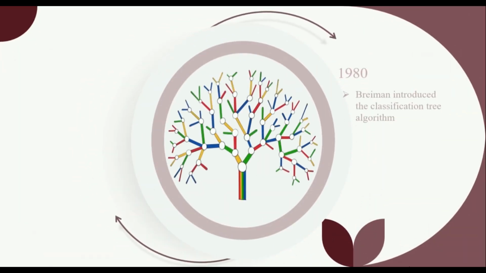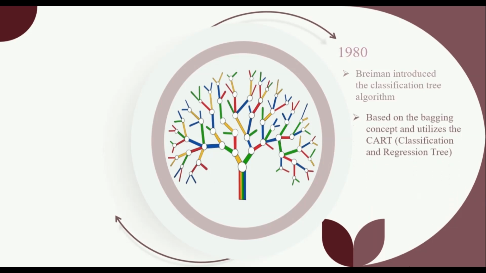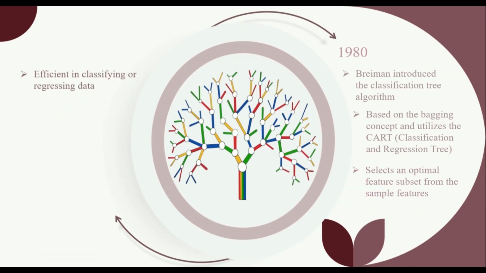In the 1980s, Breiman introduced the classification tree algorithm. He later integrated classification trees into random forest in 2001, marking a significant development in ensemble learning techniques. RF builds upon the bagging concept, using the classification and regression tree. It selects an optimal feature subset to partition decision tree subtrees, thus enhancing generalization ability. RF is efficient in classifying or regressing data and reducing computation time.